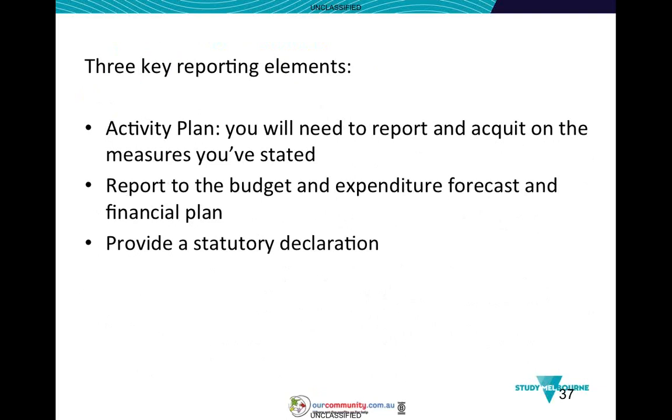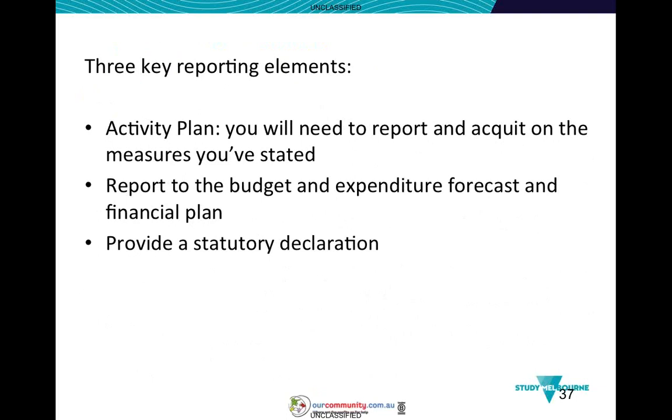Some really key important elements for this program in particular that you're going to have to report on is, of course, the activity plan. So you're going to need to report and acquit on the activity plan that you provided in the application. And you're going to have to report to the budget and the expenditure forecast and the financial plan for Category 2. And of course, a statutory declaration. So there are three really critical elements of a final report and the acquittal.